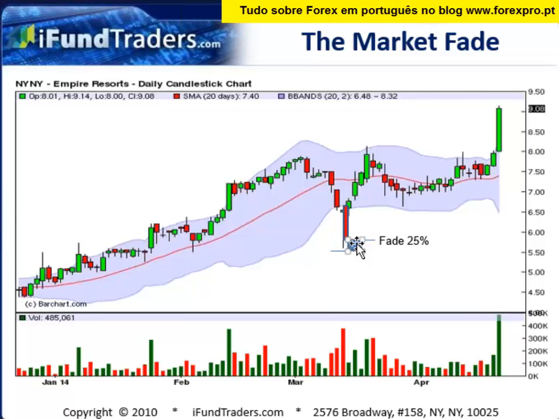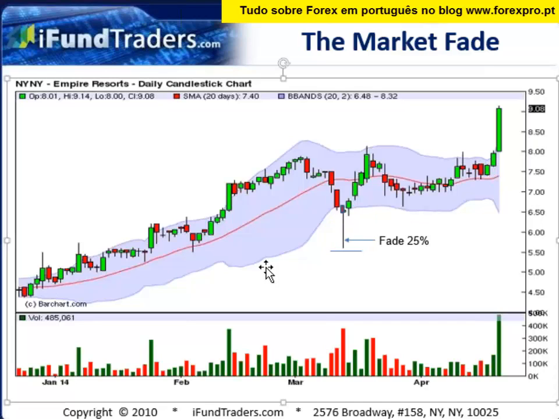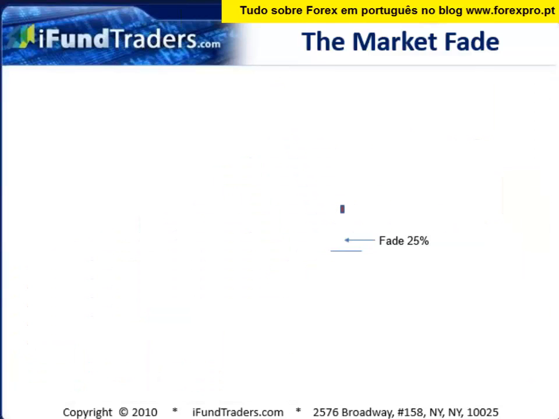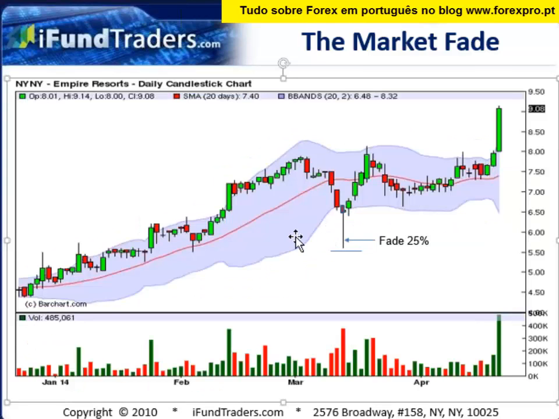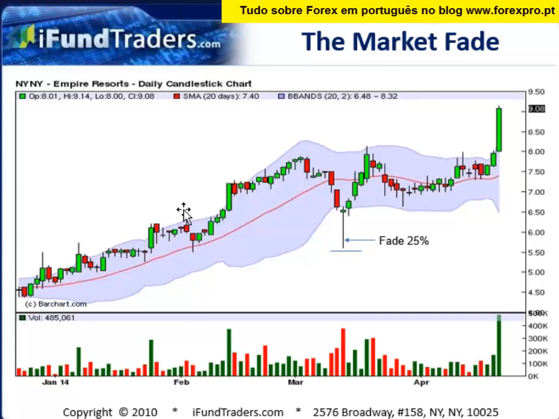Now remember, this is the outside bar. It must be outside the Bollinger Band. After entering on the 25% retracement level, the stop goes, a tight stop goes 1 penny under the low. Now, this stock wound up retracing all of its redness to even produce a tiny bit of green.